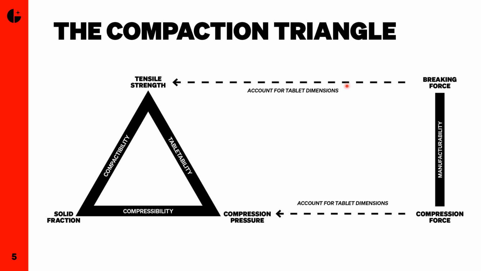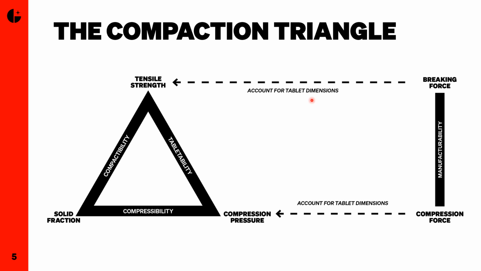You can see off to the side of the triangle this bit here saying that we measure the breaking force and the compression force, but we always convert to compression pressure and tensile strength, and this is in order to account for the tablet dimensions. By doing this, we don't have to be working with the same size and shape tablets in our analysis that are being used in production. And that's very important because that takes it from being a technique that is specific to one type of tablet to making it an actual material characterization technique, and you're now looking at the fundamental compaction behavior of a material itself.